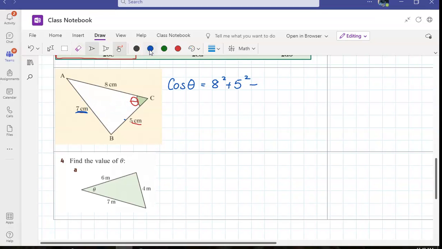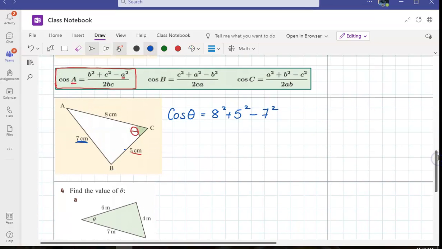Right, so minus the 7 squared. And if I'm following this, what do you think I have to do now? Excellent. Divide 2 times what? 8 and 5, the 2 lengths that you had up the top there. Now, you've got beautiful calculators. You can pop that in, but this will give you cos theta. Now, I don't want cos theta, I just want theta.